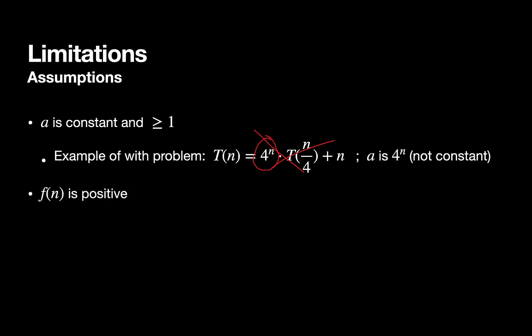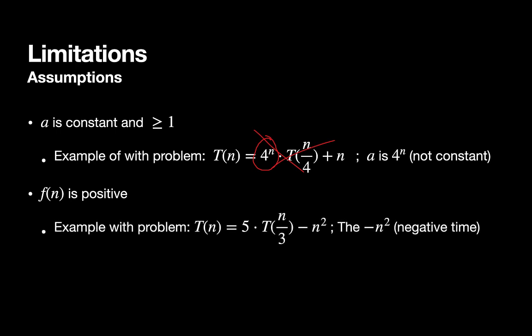Another assumption that we've made is that f of n is positive, that it will only add time. An example problem that we couldn't solve is given here, 5 times t of n over 3 minus n squared. The minus n squared is actually removing time, and that violates our assumption about how f of n is actually going to impact computation time.